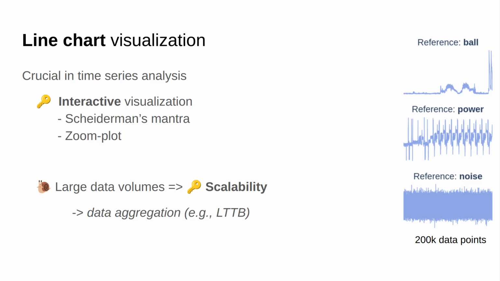The uppermost chart shows the speed of a football in a soccer match. In the middle, household power consumption for a period of 2 weeks is shown. And the chart at the bottom portrays some random noise.